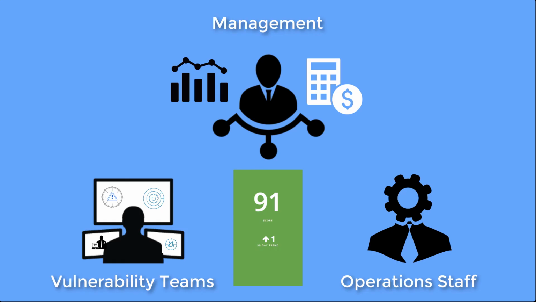The risk reporting score is a way to understand your organization's current and future risk. It allows management, vulnerability teams, and operations to work together to secure and protect your organization. Tracking the risk report score allows organizations to see how well their overall security program is working over time.